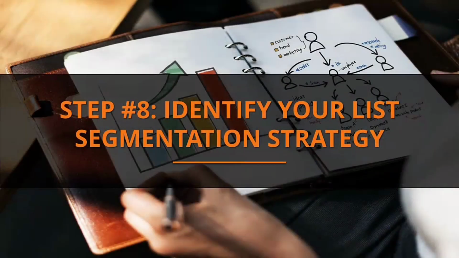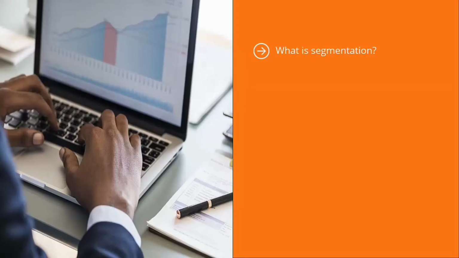Step number 8. Identify your list segmentation strategy. What is segmentation? Segmentation means separating your list subscribers into smaller sublists based on their specific interests or preferences. It's not enough that they are interested in your niche generally. It's not enough that they are looking to solve a certain set of problems. By breaking down their specific interests in your niche, you can send them more targeted information that could lead to them buying more products. You can also segment people based on their purchasing behavior.